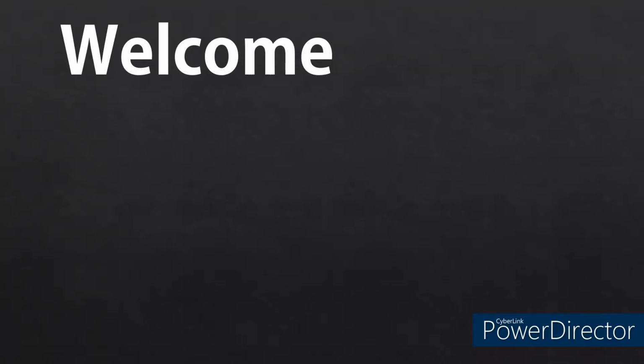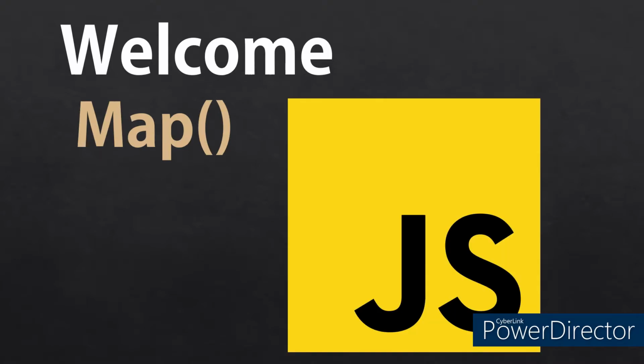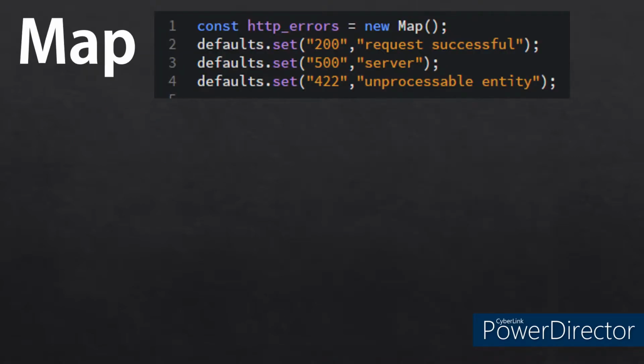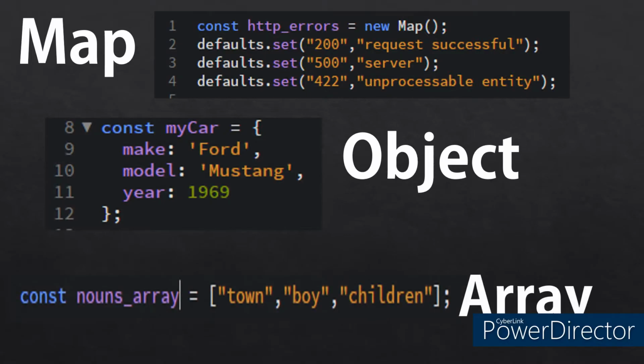Hello and welcome. In this video, we are going to be talking about maps in JavaScript. They may not be as popular as arrays or objects, but understanding them and their use can save you a lot of time. Map is a special kind of collection, just like arrays and objects. But unlike arrays and objects, it can do certain operations very quickly and efficiently.